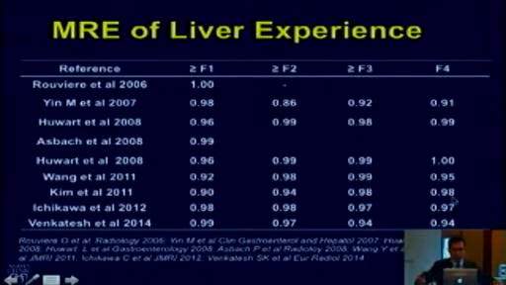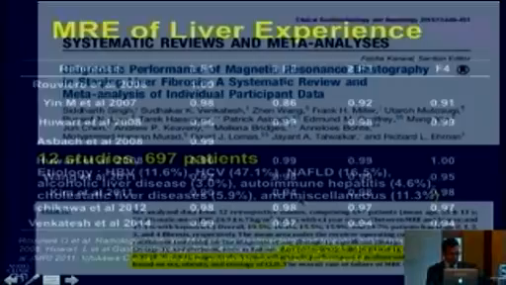And the MRE experience has been growing ever since the first publication in 2006 by the Mayo Clinic, where the accuracy was 100% with a very small number, and now we can see that the accuracy is still in the 90s. I would say safely it is more than 90% to differentiate normal liver from any fibrotic liver, and when it comes to significant fibrosis, the accuracy is more than 95%.